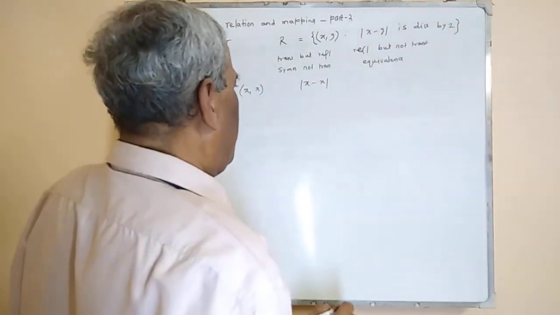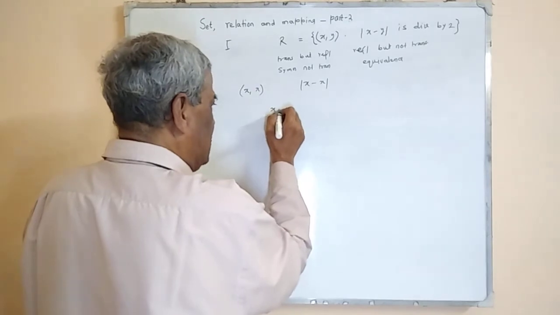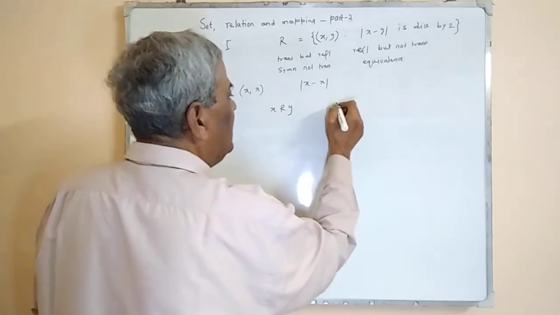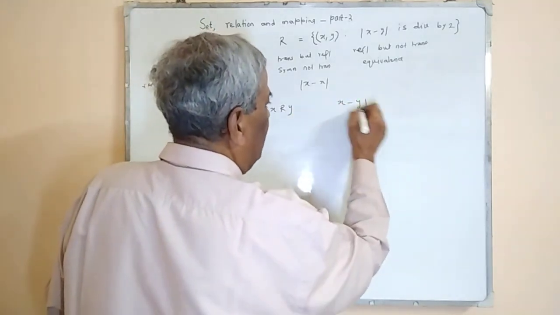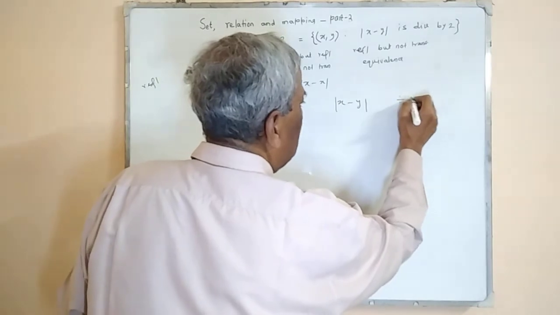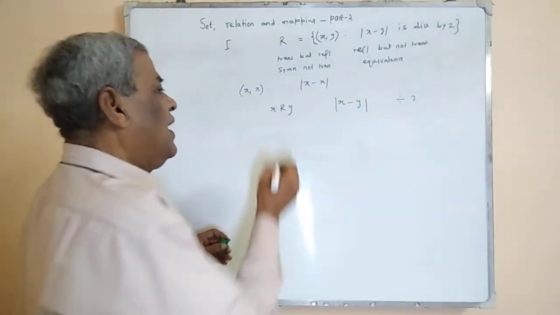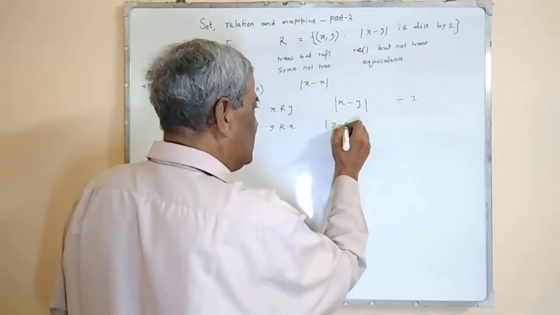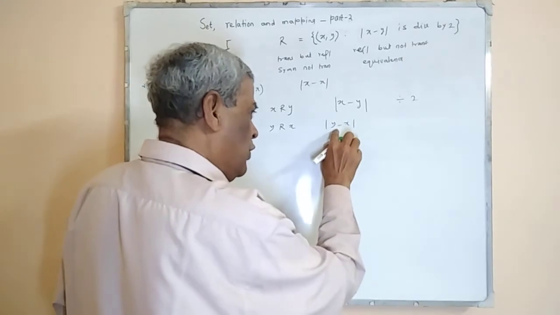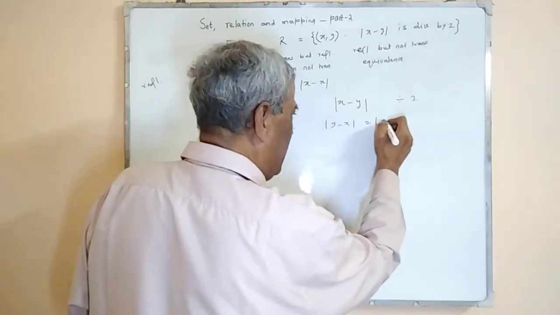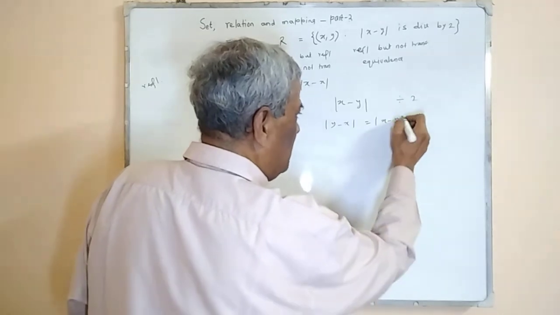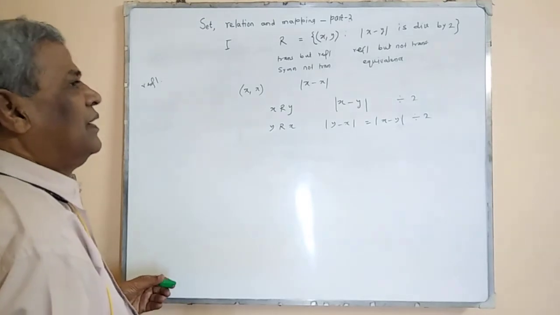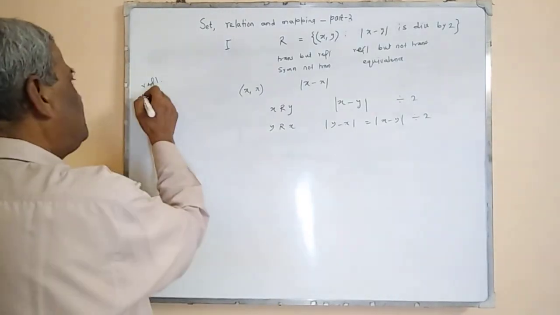Then symmetric. Now if x relates with y, it means the modulus of x minus y is divisible by 2. Y will relate with x if mod of y minus x is divisible by 2. But mod of y minus x is simply mod of x minus y, which is divisible by 2. So it is symmetric also.